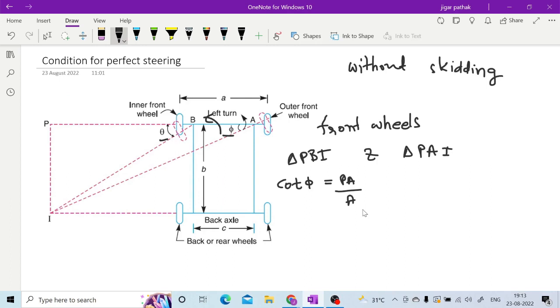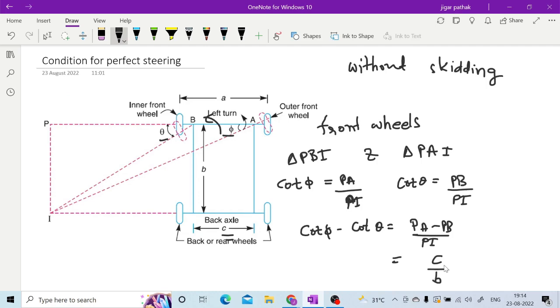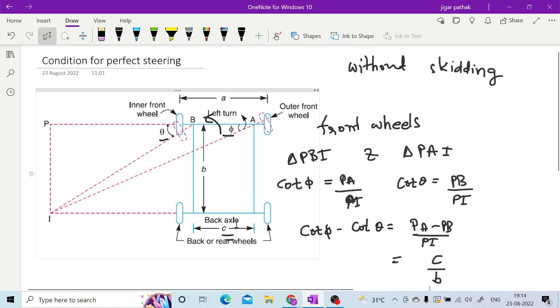So when you go for this cot phi minus cot theta, then it will be this PA minus PB upon PI, right? So PA minus PB is nothing but this distance C, which is given here. This is the base, or the distance between the axles, and PI is nothing but B, right? So in order to avoid this skidding while taking a turn, the condition for perfect steering is given with cot phi minus cot theta is equal to C by B, right? And B is the distance between front and rear wheel, right? So this is how you are having this condition for perfect steering.